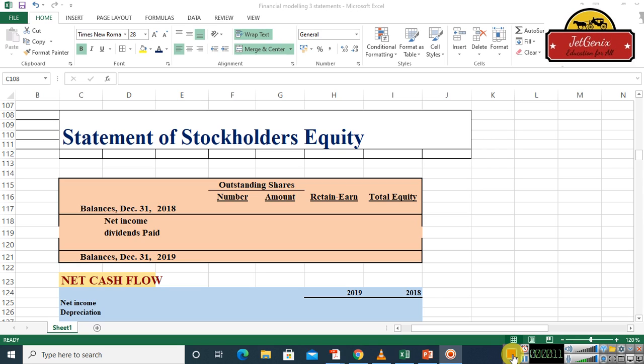Today we are going to develop and construct the statement of stockholders equity from the previous statements which we have developed in our previous videos. So far we have developed the balance sheet and income statement with some ratios of earning per share, dividend per share, book value per share and cash flow per share.